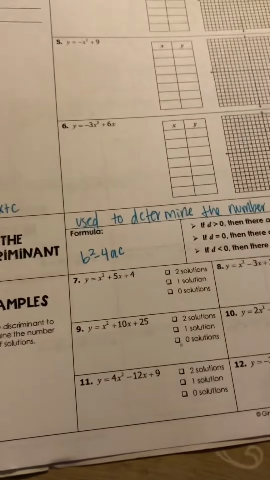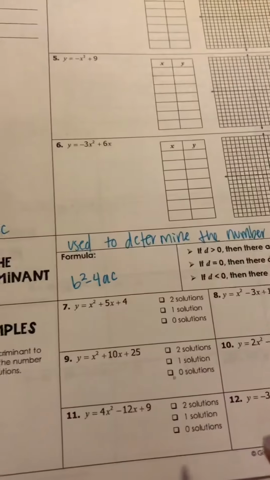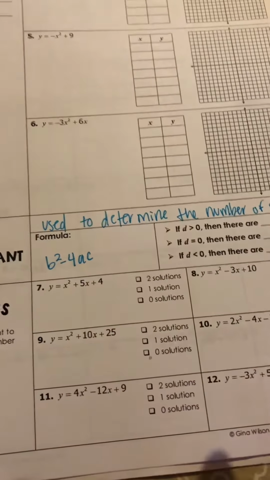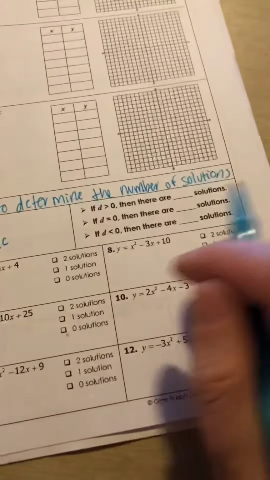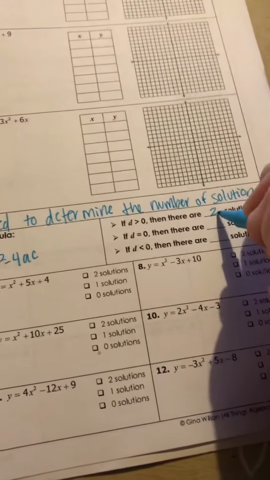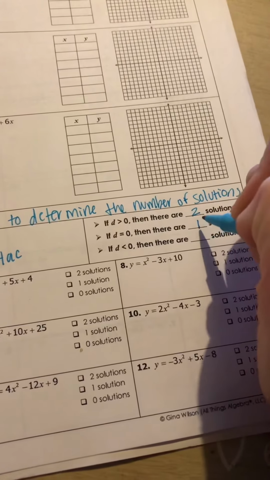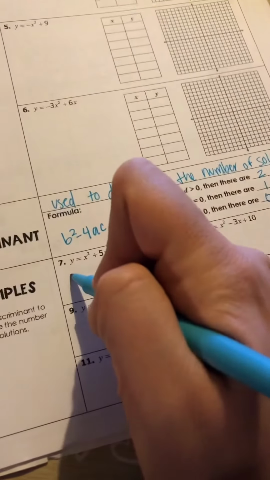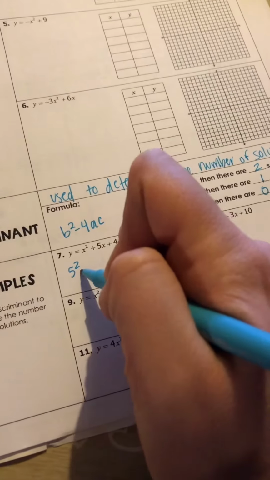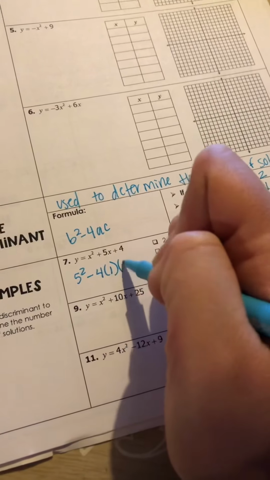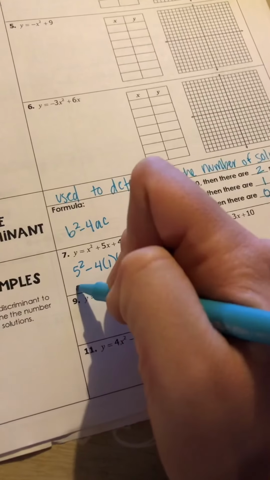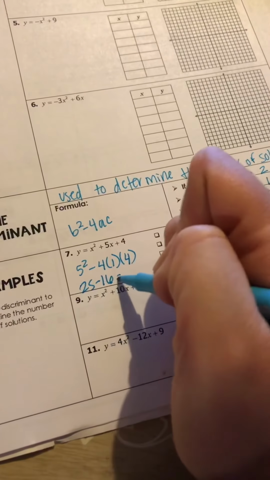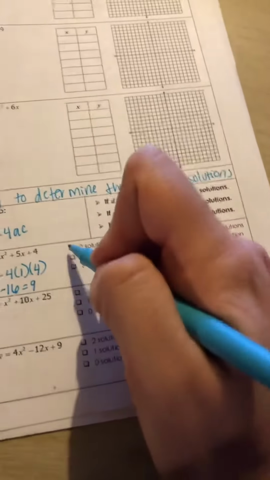And so if you can quickly plug that in, you can find if it's going to cross twice, only 1 time, or 0. So if d is greater than 0, there are 2 solutions. If it equals 0, there's only 1, and if it's less than 0, there's going to be 0 solutions. So for this one, I would have 5 squared, because that's my b, minus 4 times 1 times 4. It's 25 minus 16, which equals 9. The discriminant is greater than 0, so it's got two solutions.